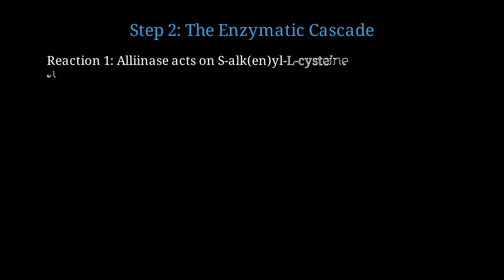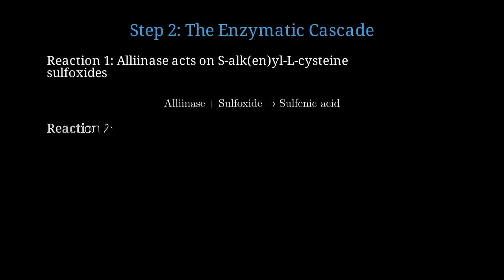The enzyme alliinase acts on sulfur-containing amino acid derivatives, specifically S-alk(en)yl-L-cysteine sulfoxides. This is the first step in the cascade. Alliinase plus sulfoxide produces sulfenic acid as the primary product. But the reaction doesn't stop there. Here's where it gets interesting.